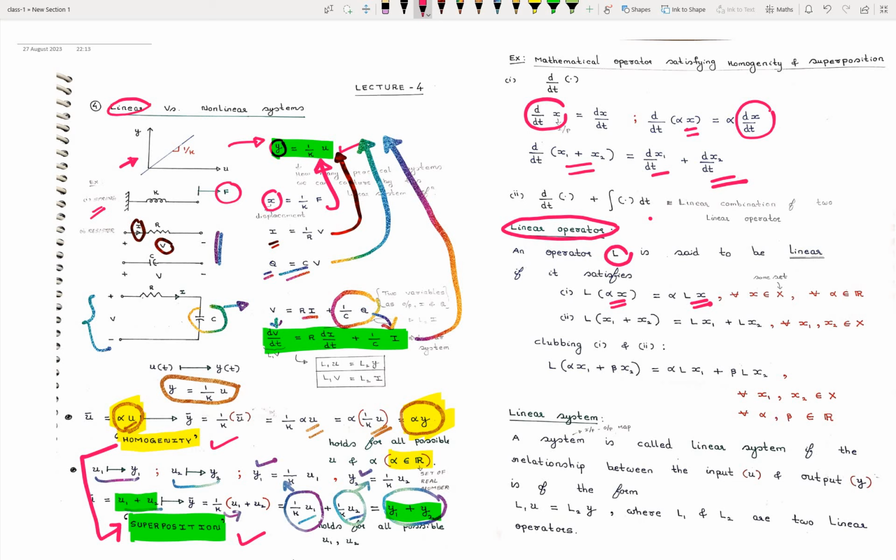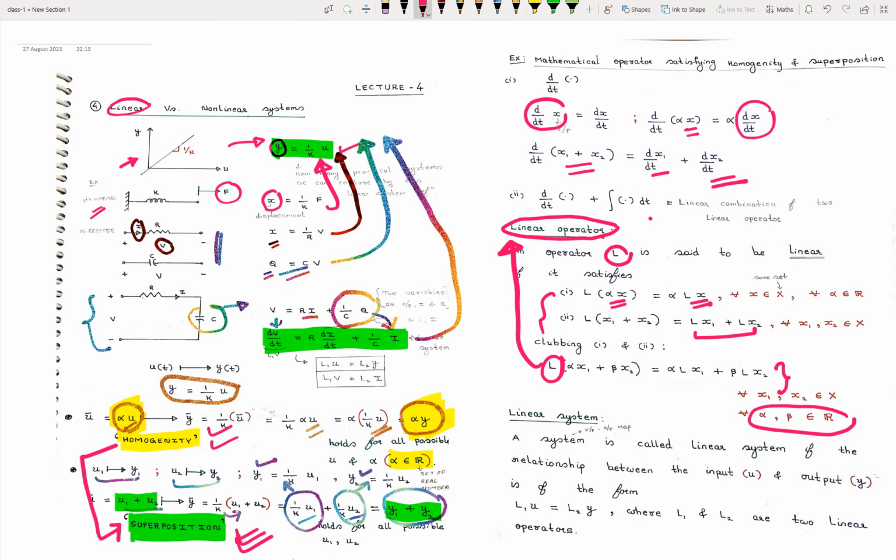Linear operator, two different inputs, x1 and x2. So linear operator on x1, linear operator on x2. We combine them like this, alpha times x1, beta times x2. Since alpha and beta are constants belonging to real numbers, we can take them outside. So alpha times the linear operator on x1, beta times the linear operator on x2. So we say an operator L is a linear operator if it satisfies homogeneity and superposition.